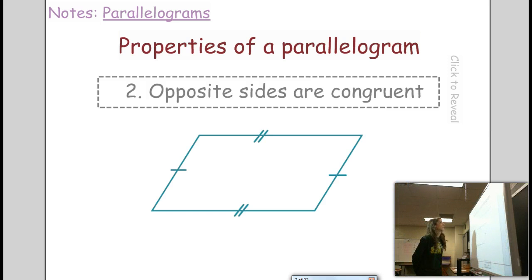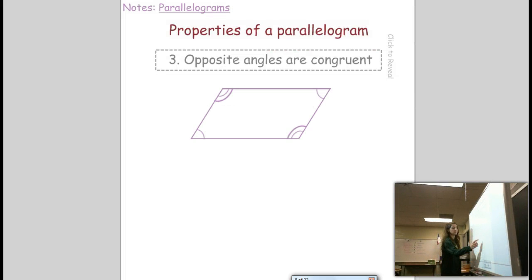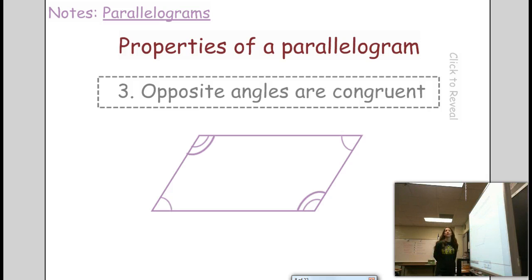Parallelogram. Moving on. Property 3. Opposite angles are perfectly congruent.